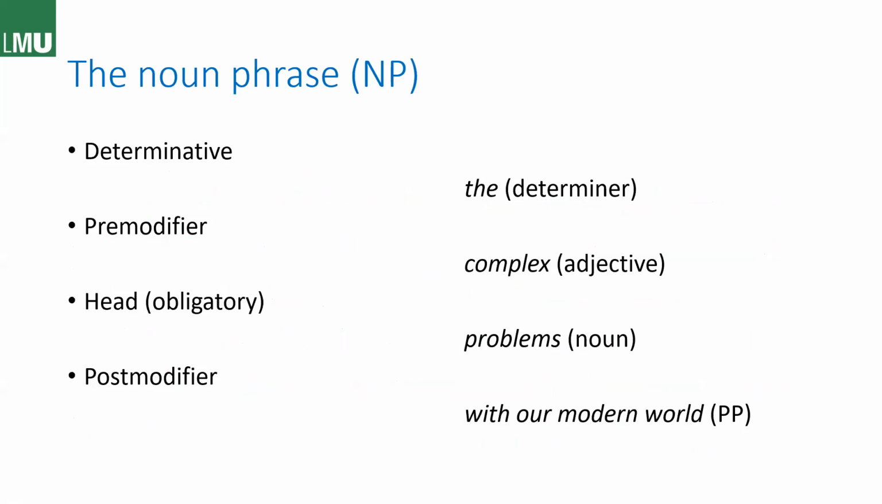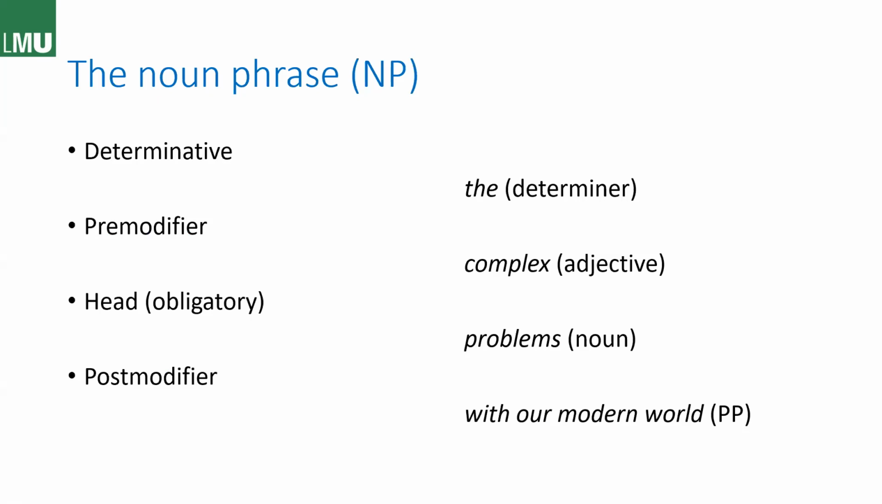So first we've got the noun phrase. It's, I think, the most common phrase that, at least in my experience, occurs in the English language. And the noun phrase has 4 parts. Let's start with the head, because it's the obligatory part that has to be there for the phrase to be a noun phrase. And the head is a noun or pronoun, can be both.